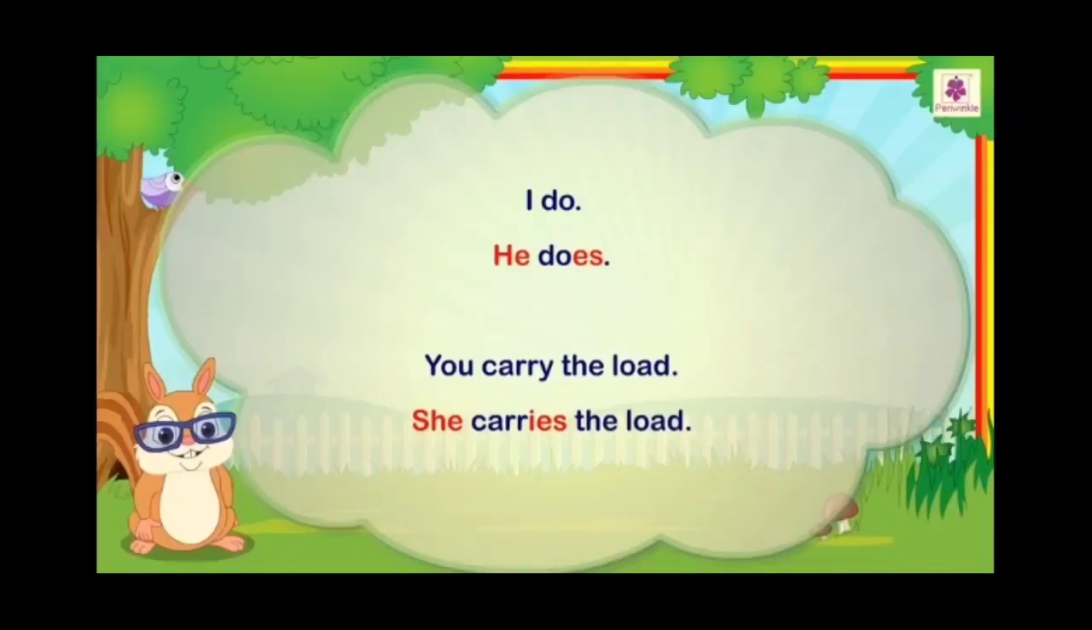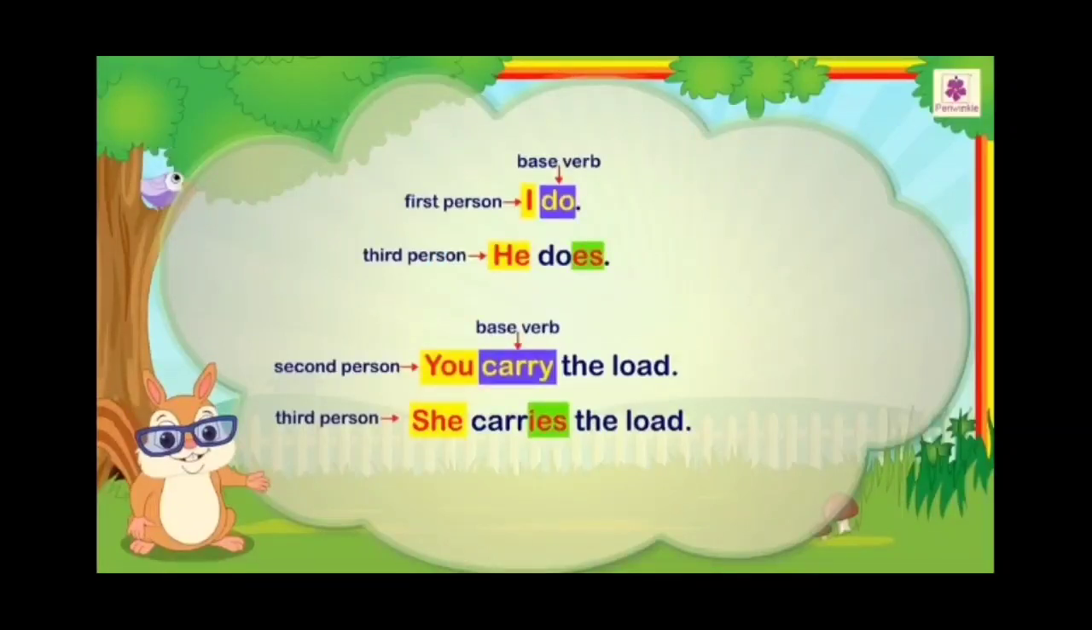Okay, for example, you see I. I is first person singular number, so we write do with it. But when we are writing he, third person singular number, we will add es with the verb. Similarly, you carry the load, you is second person, so that's why we write carry with it. But when we are writing she, third person singular number again, we write carries, IES, means Y changes to I, then we add ES to the verb. In this way we change the verb according to the numbers, like singular or plural number.